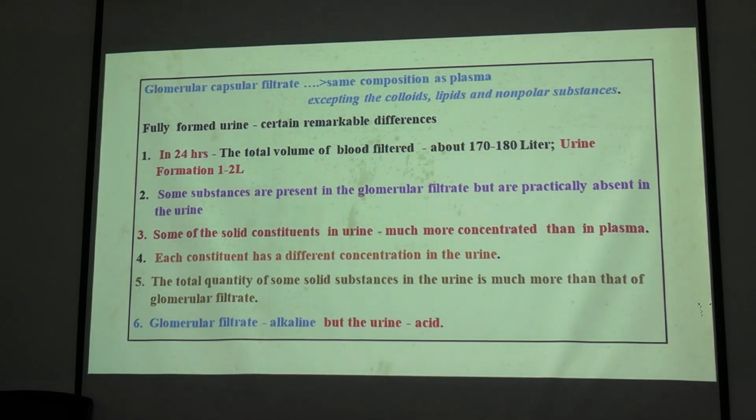Some substances are present in the glomerular filtrate, but practically absent in urine. Suppose I have taken a drug, a medicine, for some reason or other. The drug will act in the body, it will be metabolized, and at the end it will get filtered through the kidney. So that drug will be excreted in the urine. And at times, if you want to do a renal function test, you have to inject something, and that injected material will also be excreted.